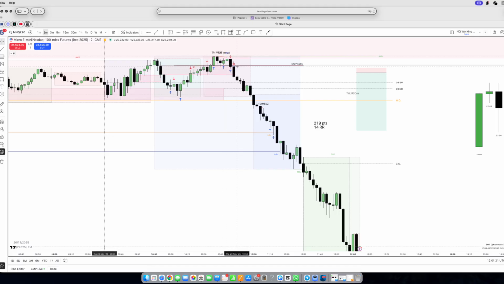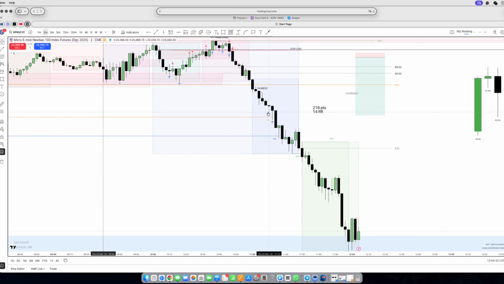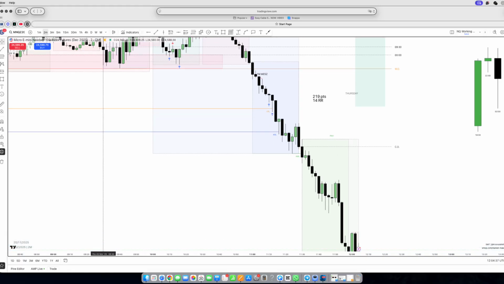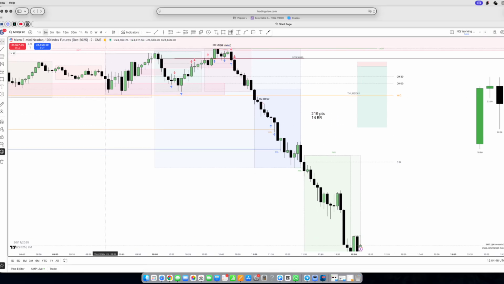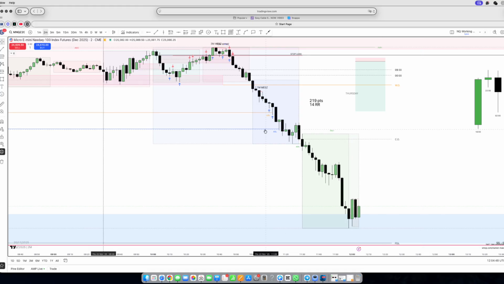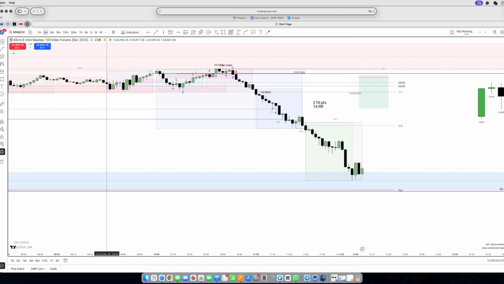But here's where I entered on this candle here. My stop loss was just above this SIBI, this fair value gap. And then I pyramided out one here, and then I exited my trade here. So that's 219 points, 14 RR. I was hoping that price would come down below Asia, and then of course you can see that price is coming much lower.